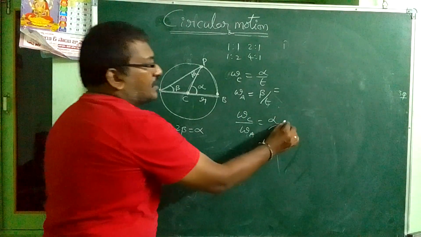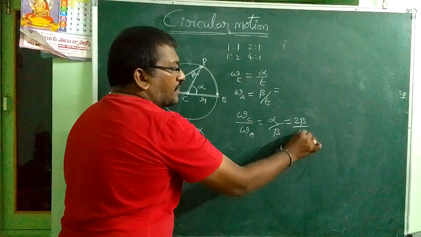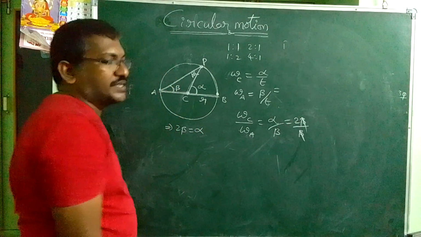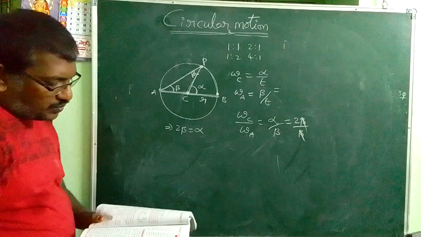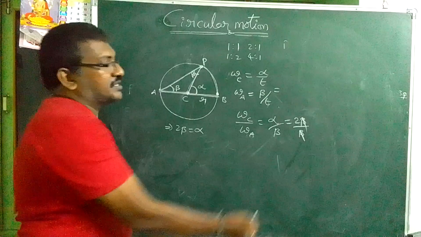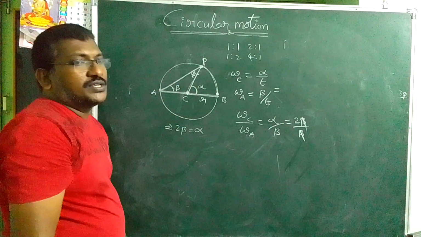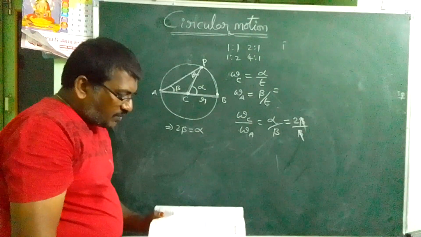Now substitute here. In place of alpha you can write 2 beta by beta. Beta, beta cancel. From that what you get now is 2:1. So that is the answer, 2:1. So that is one more problem about circular motion. And one more is there, Nana.